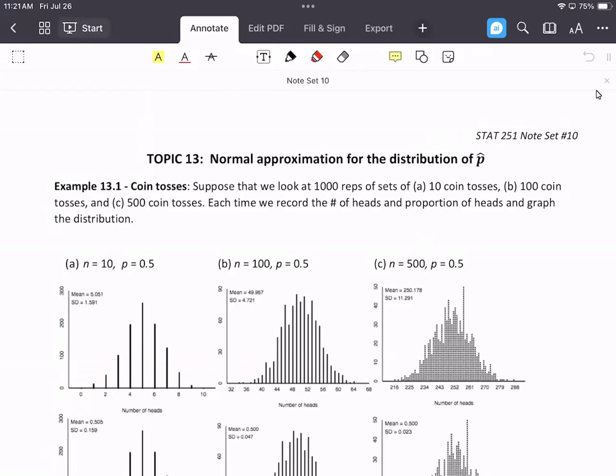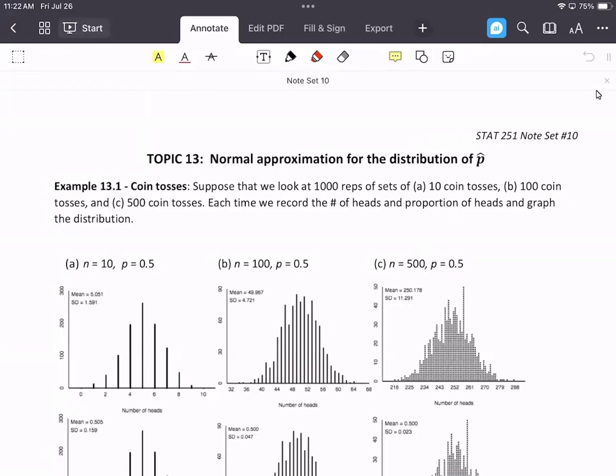Remember, p hat is the sample proportion, so it's based on a sample. So example 13.1, coin tosses. Now you could do this in the applet. I've actually printed out things from the applet, so we'll talk about those as we go along. Suppose we look at 1,000 repetitions.